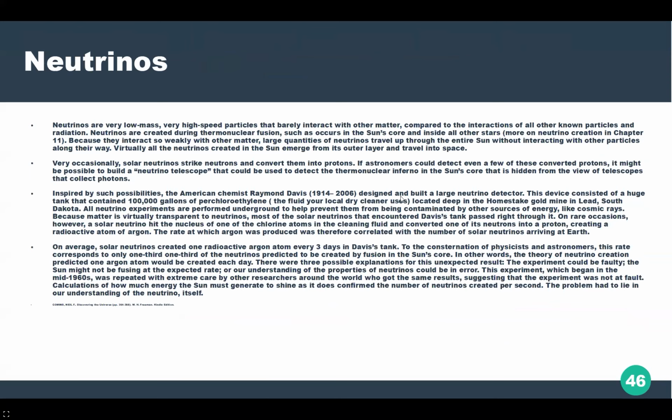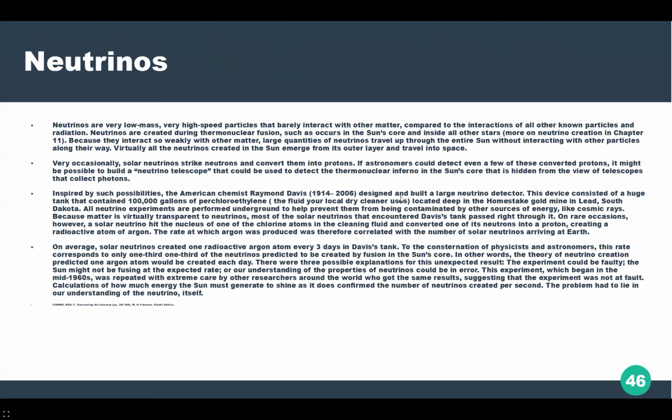All neutrino experiments are performed underground to help prevent them from being contaminated by other sources of energy, like cosmic rays. Because matter is virtually transparent to neutrinos, most of the solar neutrinos that encountered Davis's tank passed straight through it. On rare occasions, however, a solar neutrino hit the nucleus of one of the chlorine atoms in the cleaning fluid and converted one of its neutrons into a proton, creating a radioactive atom of argon. The rate at which the argon was produced was therefore correlated with the number of solar neutrinos arriving at Earth. On average, solar neutrinos created one radioactive argon atom every 3 days in Davis's tank.